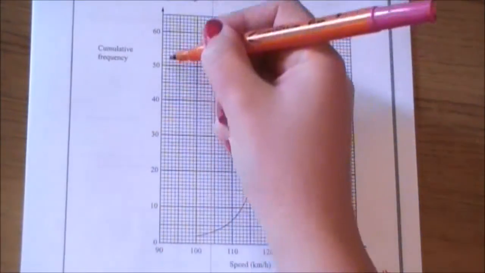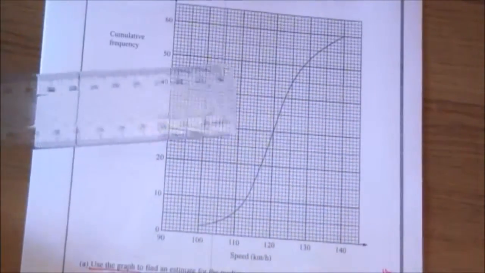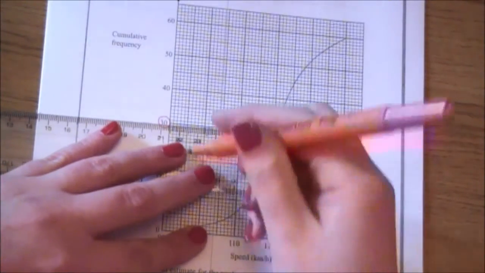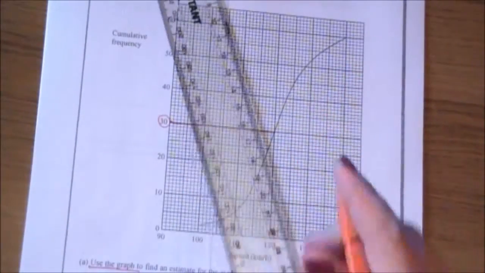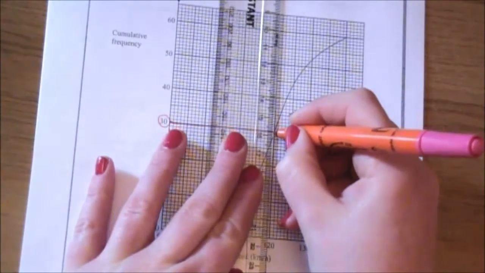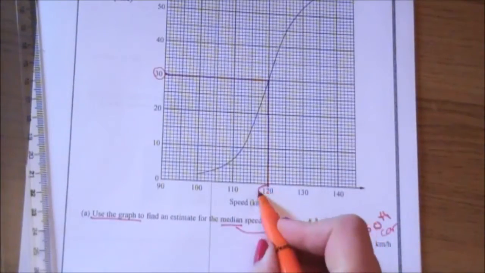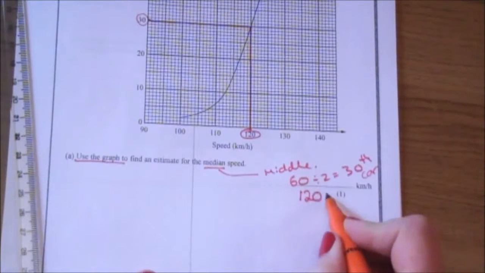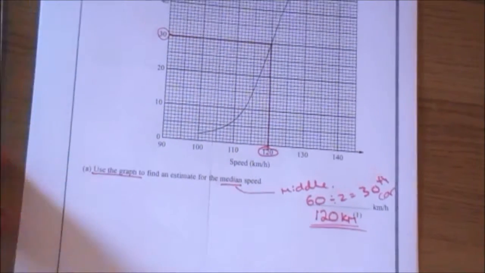So, here's my frequency, or my number of cars. I'm interested in the 30th one, because that's the middle. I get my ruler. I am showing the examiner that I'm using the graph. I draw a cross to my curve, and then I bounce it down to find out what it's worth. And it's given me a median of 120 kilometres per hour. And I've just written notes on my answer line. Don't you do that. So there's my final answer, 120 kilometres.